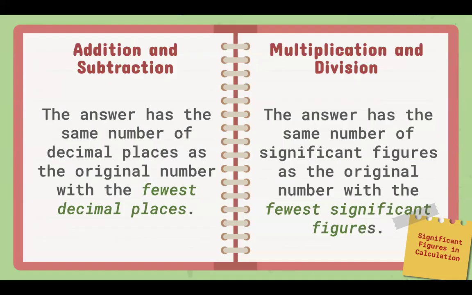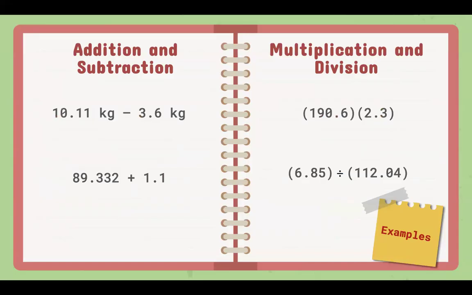So if you are adding and subtracting decimal places or significant figures, you have to make your final answer with the fewest decimal places. And if you are multiplying or dividing, you have to follow the fewest or least significant figures. So let's apply this on certain examples. Let's have first the addition and subtraction on the left side.